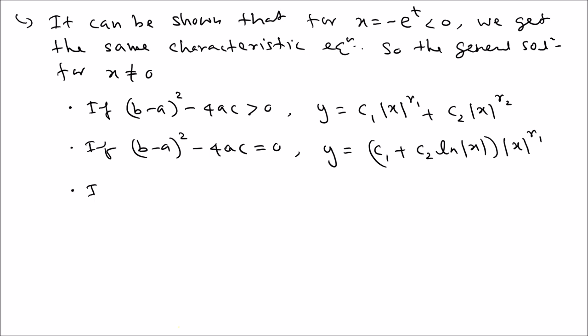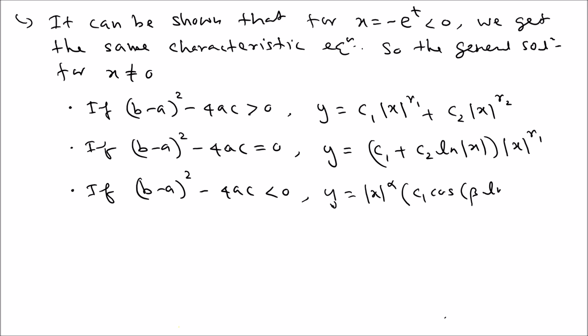The third case is if b minus a squared minus 4ac is negative. In that case, what happened? We have alpha and beta. So that means your solution is simply, I don't think I have enough space here. Yeah, let's write it. It is x to the alpha times c1 cosine beta ln x plus c2 sine beta ln x. So that's the general case for any x other than 0.